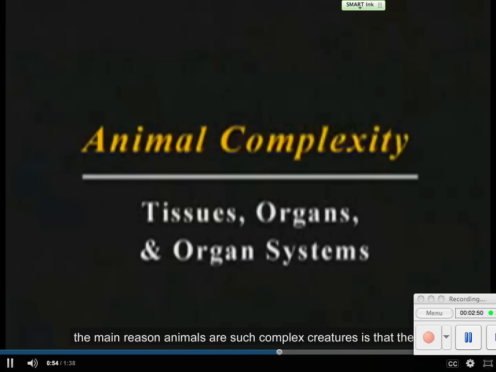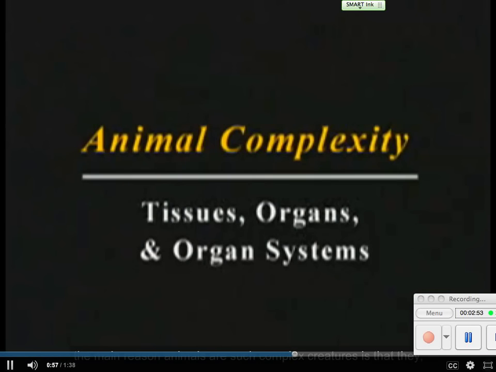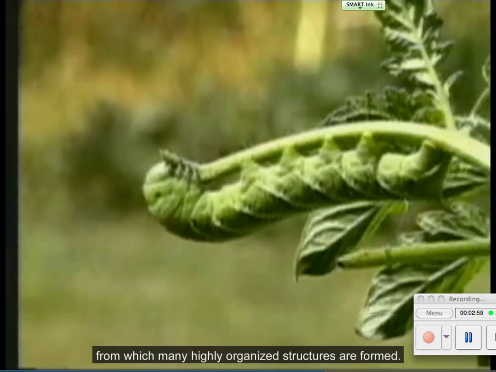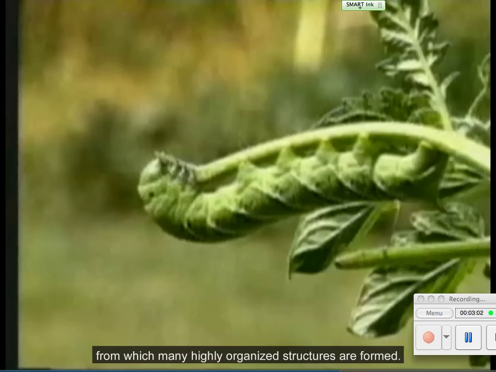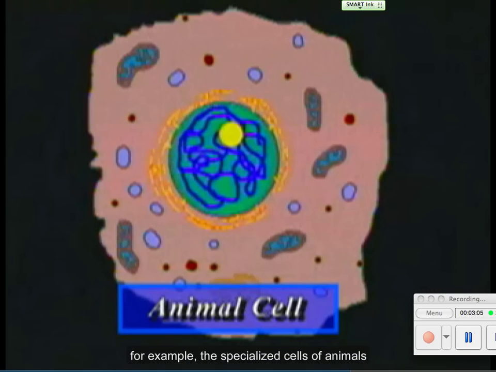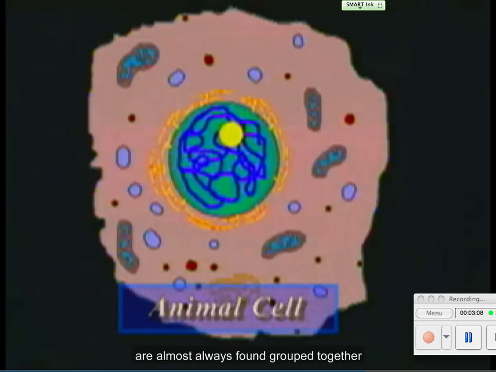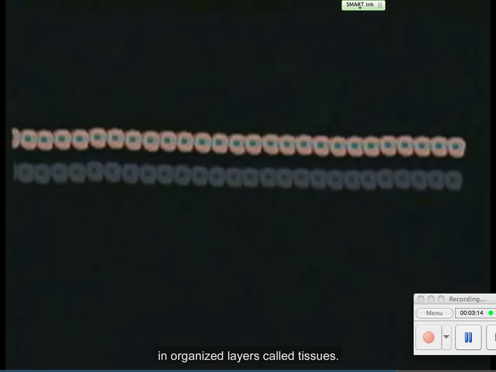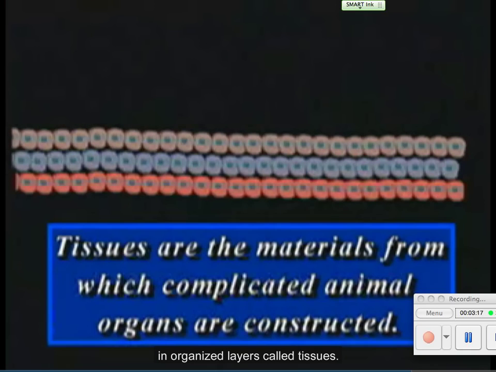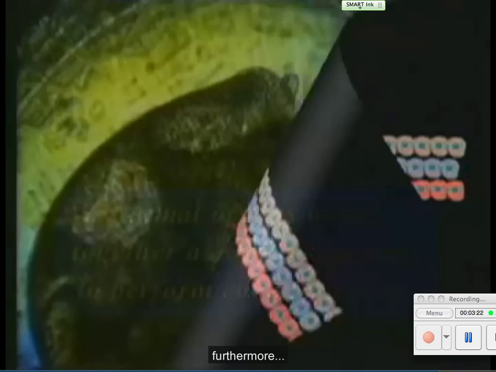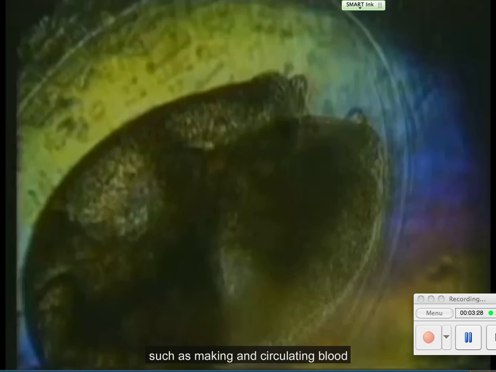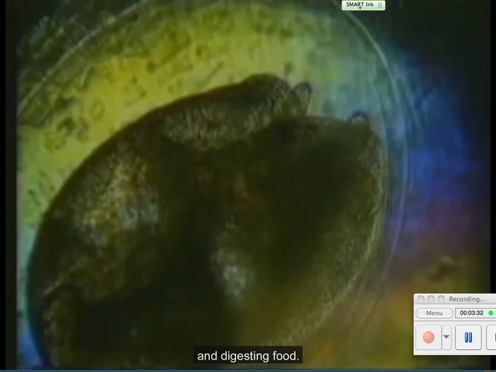The main reason animals are such complex creatures is that they can be composed of hundreds of types of cells from which many highly organized structures are formed. For example, the specialized cells of animals are almost always found grouped together in organized layers called tissues. And tissues are the materials from which complicated animal organs are constructed. Furthermore, animal organs work together as organ systems to perform complex tasks such as making and circulating blood and digesting food.